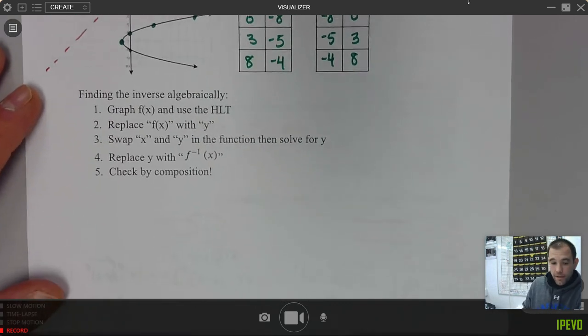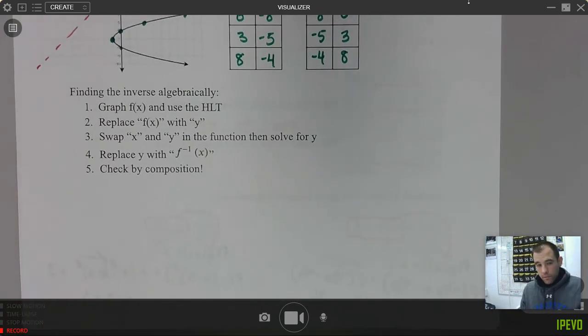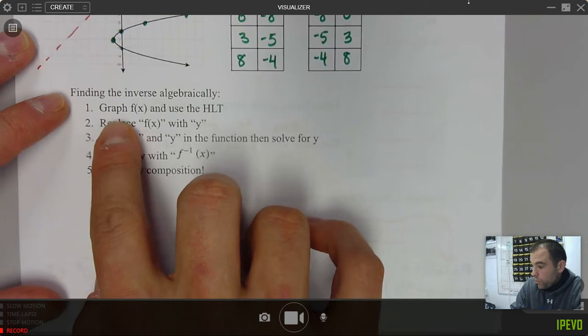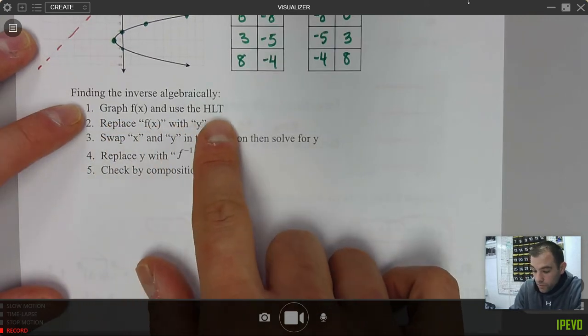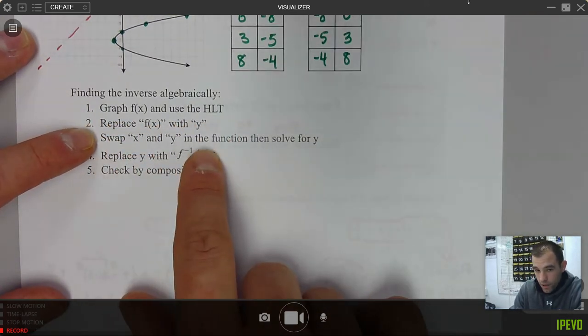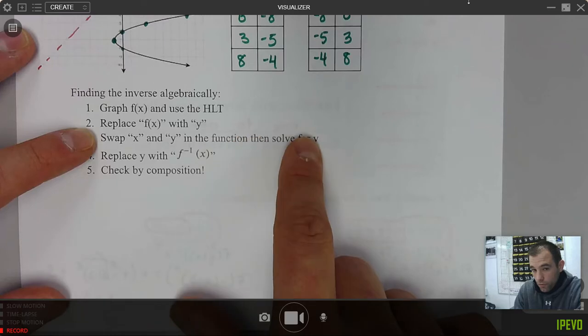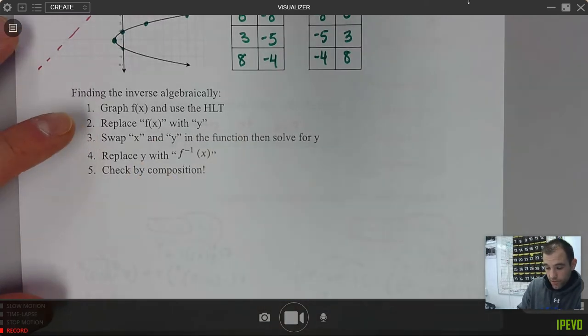Now we're going to find them algebraically. We're going to do two problems. There are a few steps to do them algebraically. First, we're going to graph it and use the horizontal line test to see if it actually has an inverse. You don't want to do all the work and then get to the end and be like, oh, snap, it didn't have an inverse. Next, replace f of x with y. Swap the x and y. Then solve for y, and then put in the symbol for inverse.